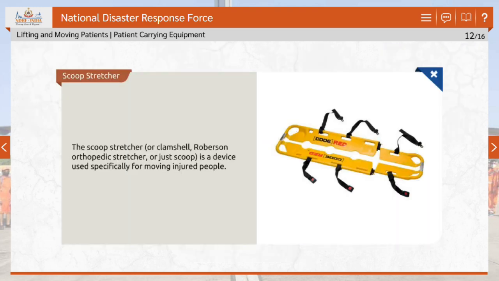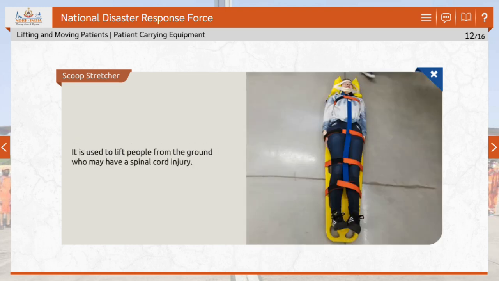The scoop stretcher or clamshell, Robertson orthopedic stretcher, or just scoop, is a device used specifically for moving injured people. It is most frequently used to lift people from the ground who may have a spinal cord injury. They have to be so lifted either due to unconsciousness or in order to maintain stability in the case of trauma.